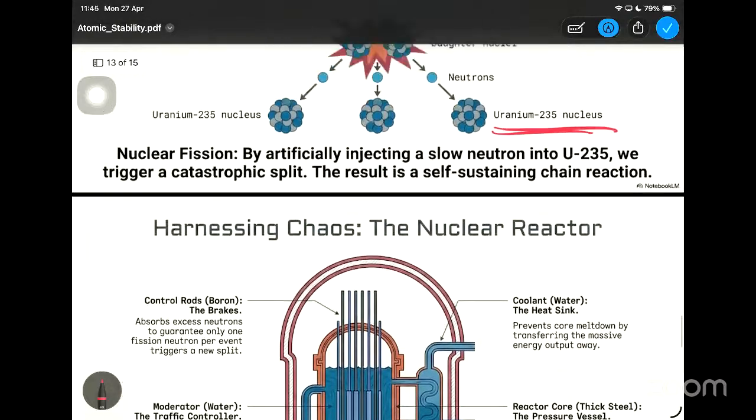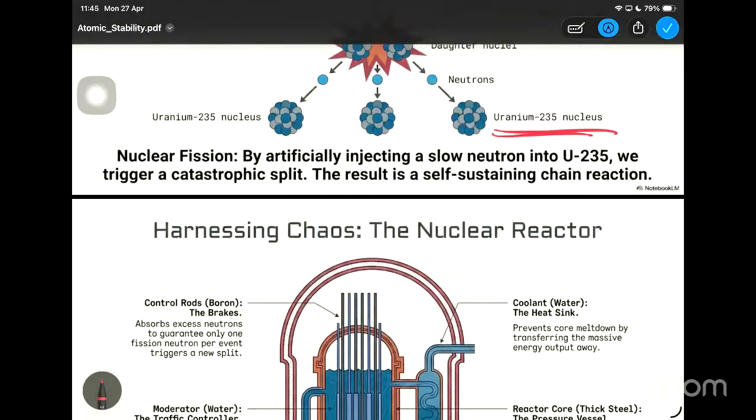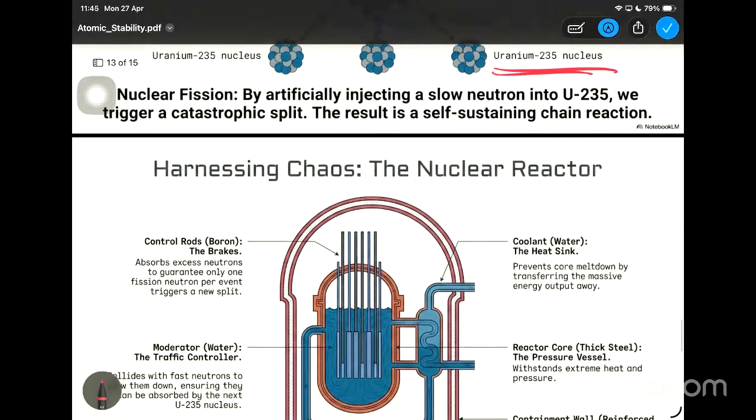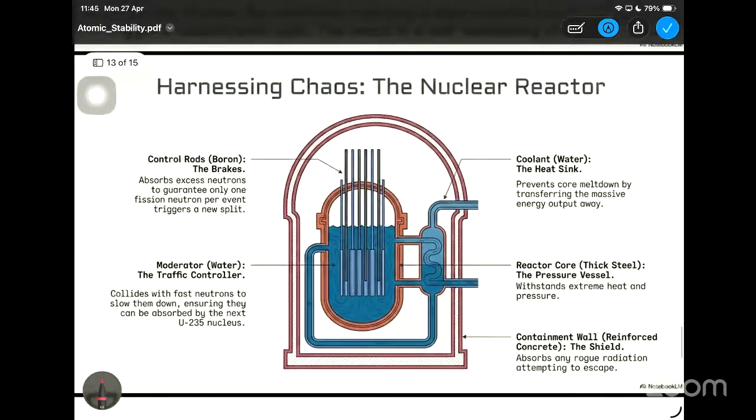In this sort of reaction, a huge amount of energy is released. In order to harness this energy, we are using nuclear reactors. We discussed these things. No need of remembering the diagram, but just go through it, okay? Here we are using control rods.